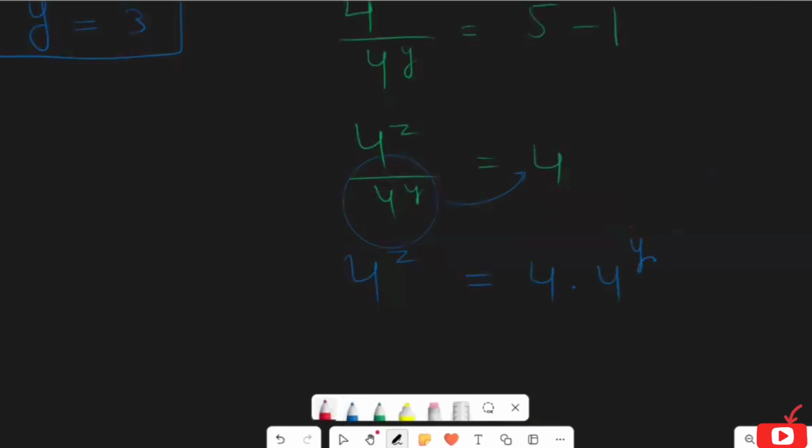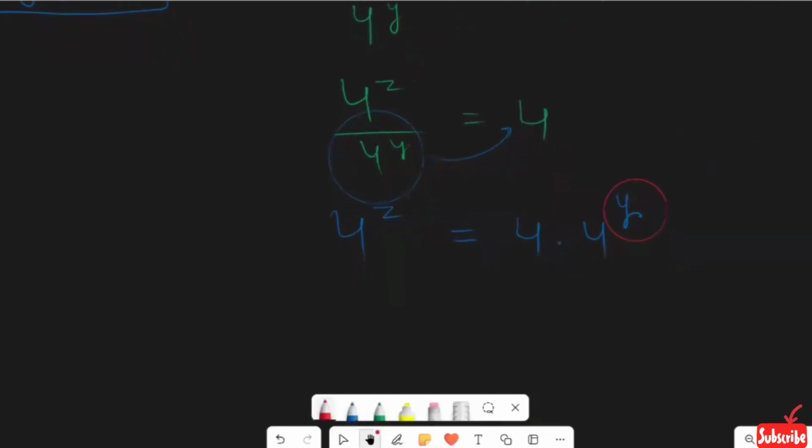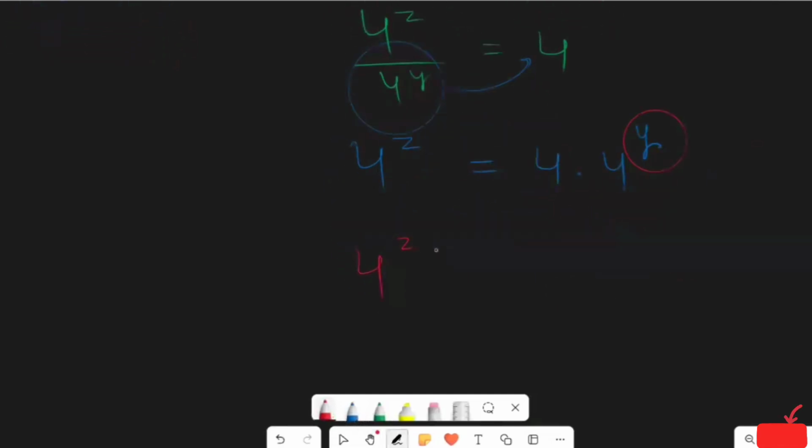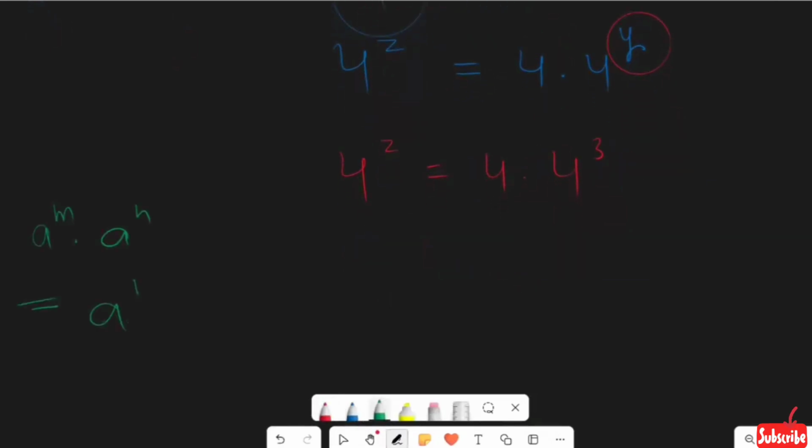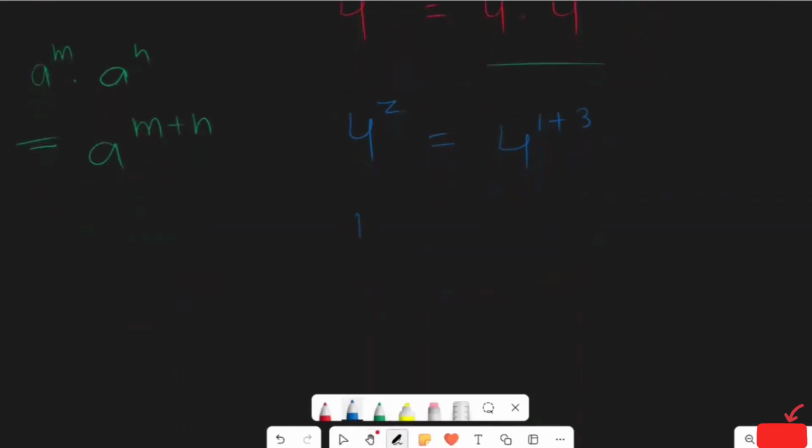Now here I am going to plug in the value of y, that is 3. So 4^z is equal to 4 times 4^3. Here I am going to use the exponent rule: a^m times a^n is equal to a^(m+n). So this turns to 4^z is equal to 4 to the power of 1 plus 3, and 4^z is equal to 4^4.